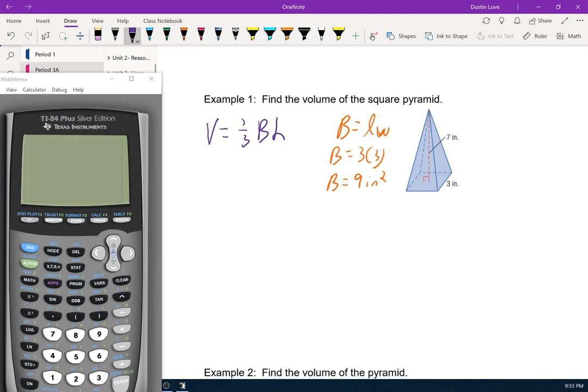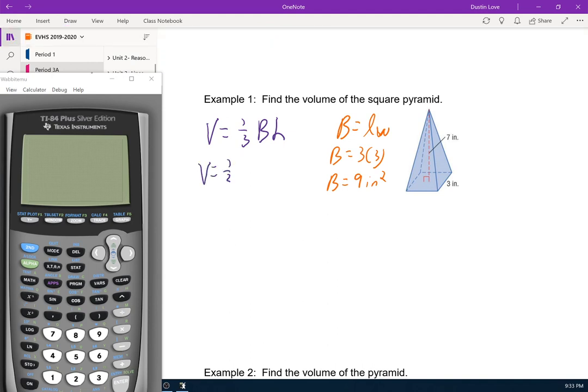Now we jump over here. Volume equals 1/3 times area of the base is 9 times height of the pyramid is 7. Well, 1/3 times 9 is 3 times 7 is 21 inches cubed.